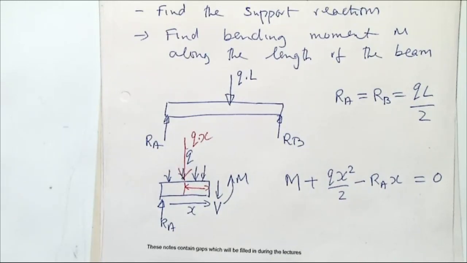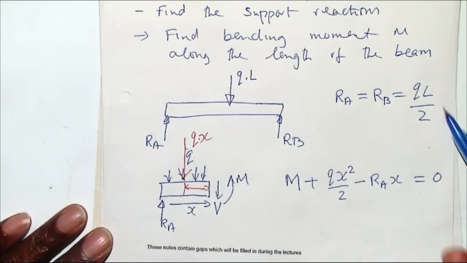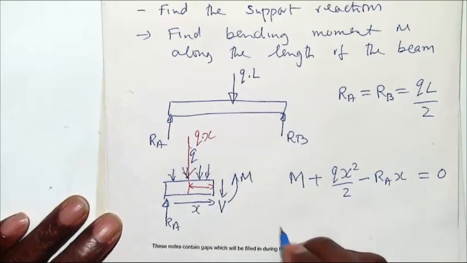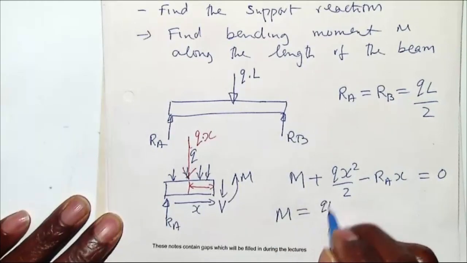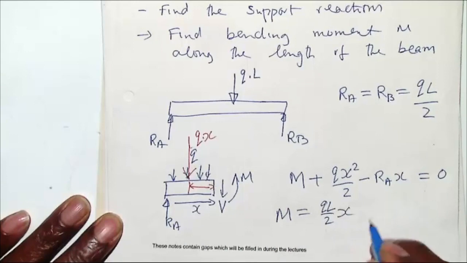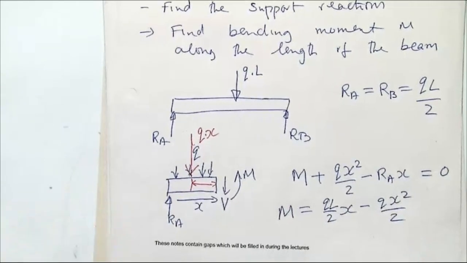So I want to write down what the moment is now. My bending moment now, remember our RA is QL over 2. So I can now say that my bending moment is QL over 2 times X minus QX squared over 2. So I have replaced RA by QL over 2, which we found at the top before. So now I can apply our equation for deflection.